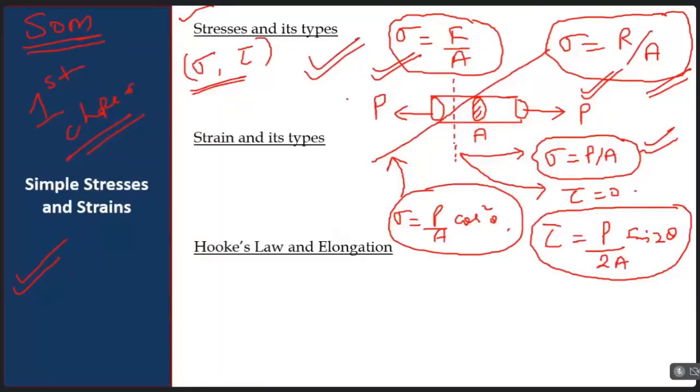Now, second, strain and its types. What is normal strain? That is change in length to original length. And what is shear strain, gamma? That is the angle through which the body tilts. That means normal strain, shear strain, everything we should cover about strain: basically what is strain and what are the types of strain.